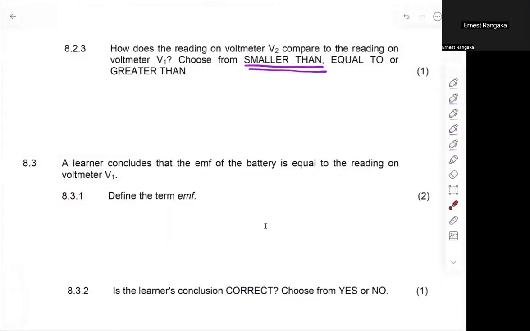Define the term EMF. So again, define the term EMF. EMF is simply going to be our maximum work done by the battery per unit charge, or the maximum energy supplied by the battery per unit charge.